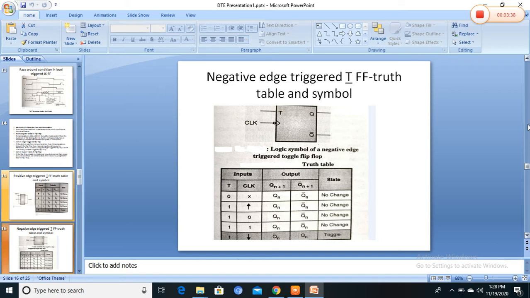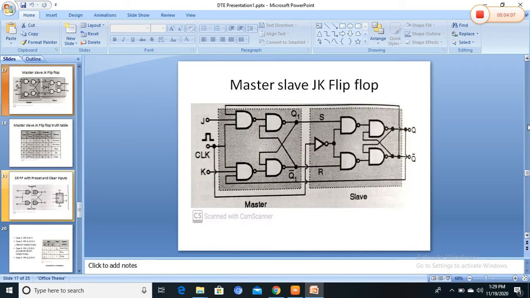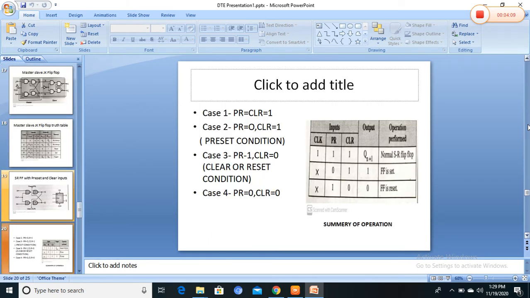The application of this flip-flop is as the basic building block of the ripple counter, in frequency division and for phase shift. This is the positive edge triggered T flip-flop and negative edge triggered T flip-flop. For this flip-flop, the truth table, the diagram and the logic symbol are important, and from the truth table you have to explain all the conditions in your own words. This is the T flip-flop.